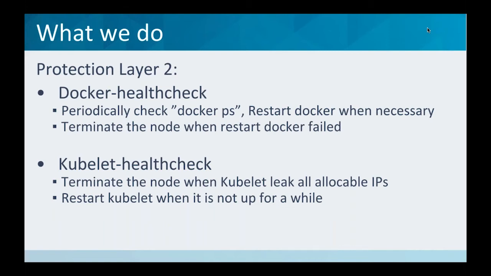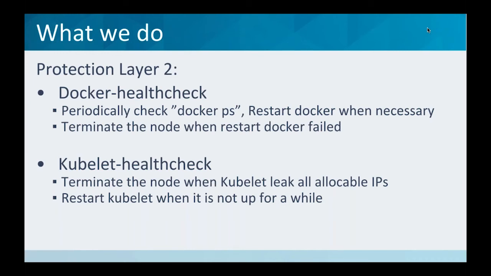But on a really bad node, when we keep on restarting Docker but fail, then we terminate the node. That can be possibly because there is something even worse happening than Docker. For example, the Docker graph storage can crash, or some other things can go wrong.